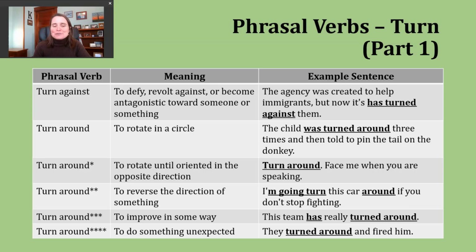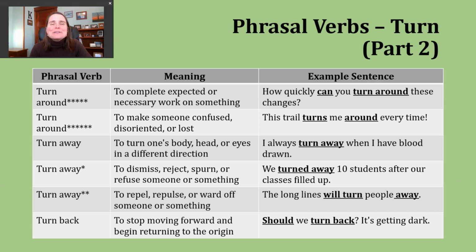A fifth way to use turn around could mean to do something unexpected. An example of this could be, they turned around and fired him. So what this suggests is it was very out of the blue, without warning, like there wasn't any indication that this was the plan, or it could be the consequence of something. That is what's important, I think, about that particular usage of turn around. That last example would be in the simple past tense.